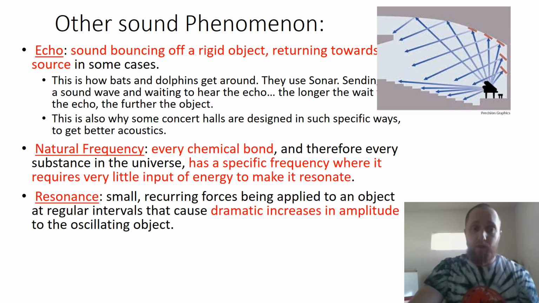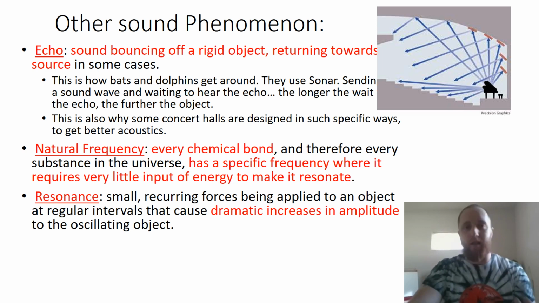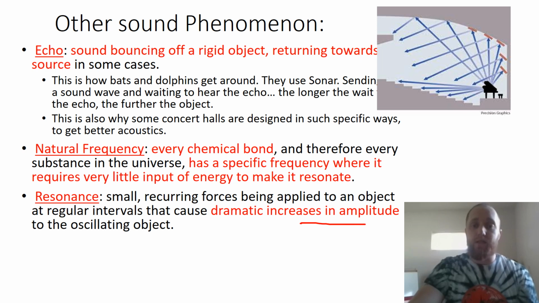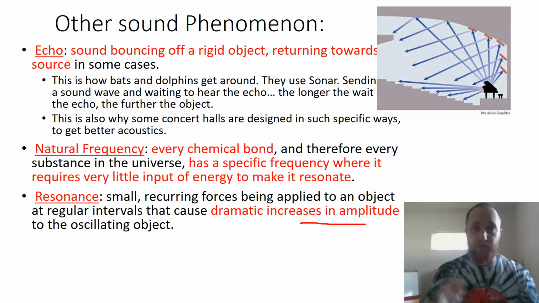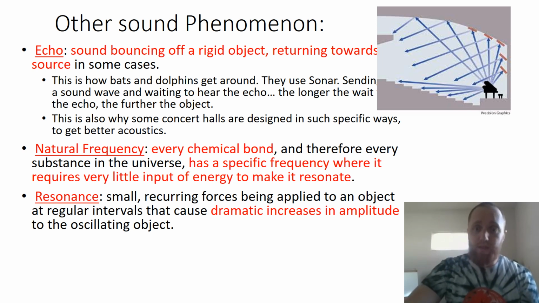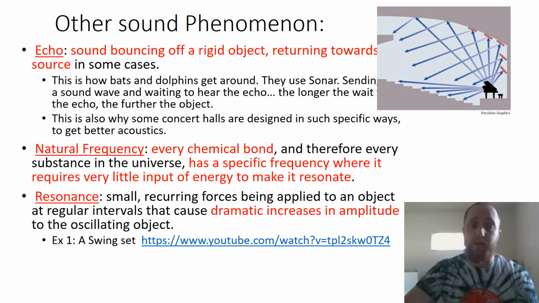Resonance itself occurs when really, really small recurring forces are applied to an object at regular intervals, basically a kid on a swing set kicking their feet at the right time, causing a dramatic increase in amplitude. That dramatic increase in amplitude looks really cool because you can actually see the object itself moving. You can see the wave pattern inside of it. But the downside to that is that an increase in amplitude of too much can actually break those chemical bonds.